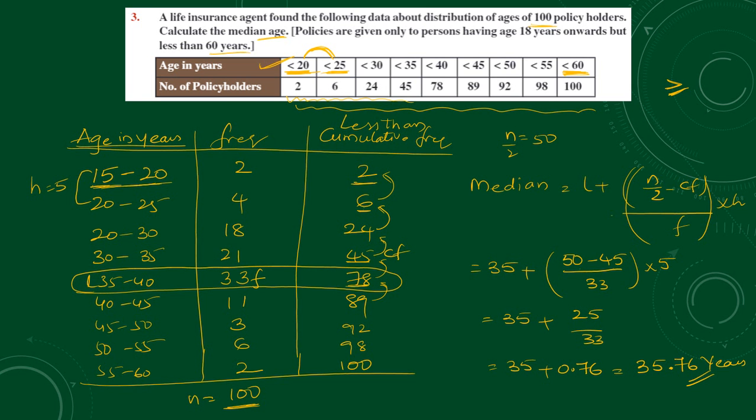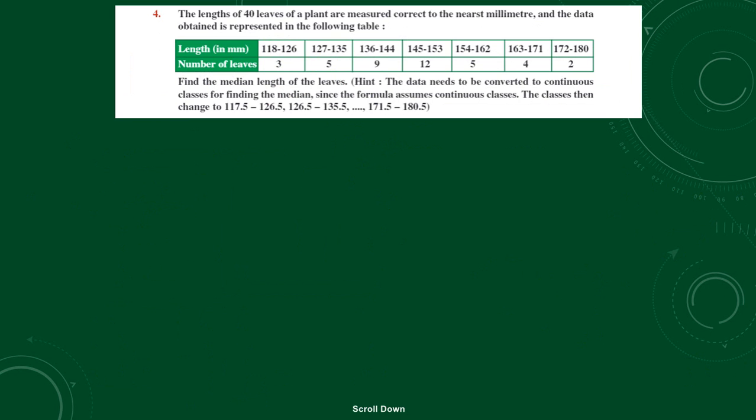So from this, what have you understood? Whenever such a question is given, first of all we need to split the given ages into class intervals, and after that we need to consider the less than cumulative frequency, and from that less than cumulative frequency we need to write down the frequencies. So likewise we are going to solve the problem, right? Next, moving on to one more question.